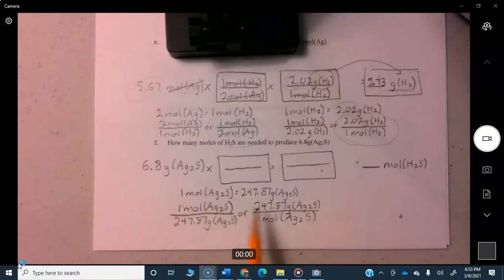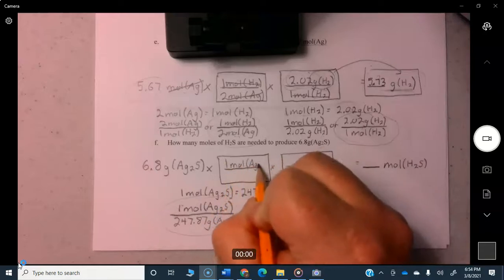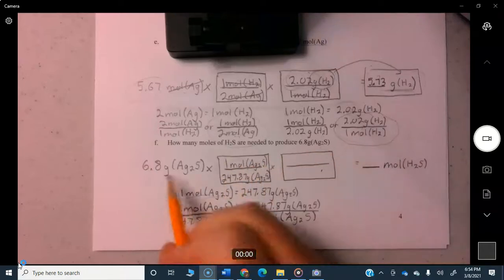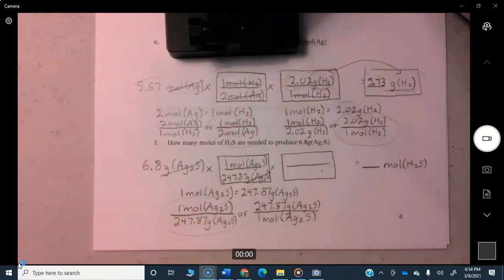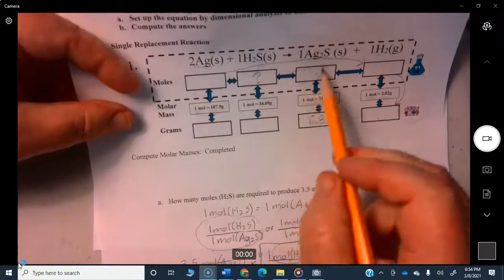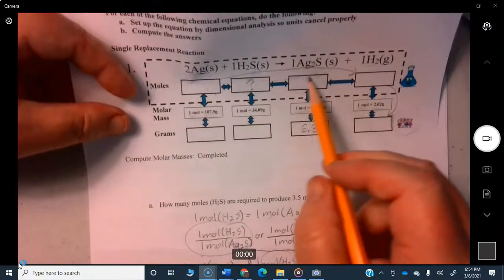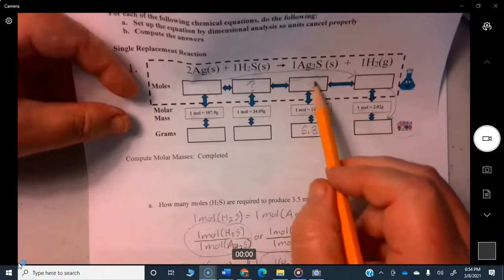So again, think about it. By now, I want this to start feeling a little more natural. Which one of these two do you want to put in here? Well, if you chose this one, you're correct. You need grams of Ag2S on the bottom to cancel with grams of Ag2S on the top. So we've taken care of that one. Now where are we on our graph? We're now inside this box. We're not going to do the intermediate calculation, but that's where you are right now.